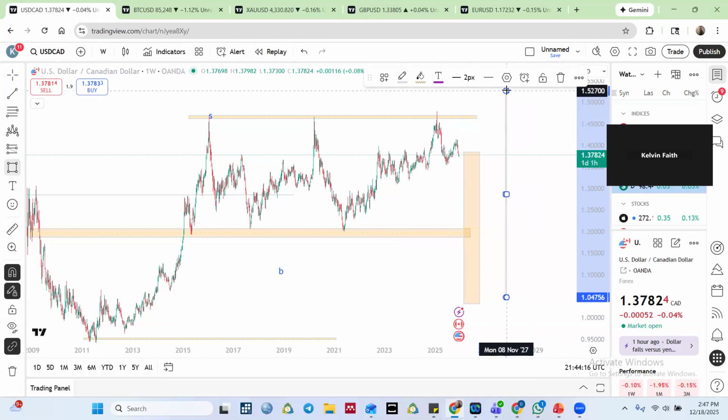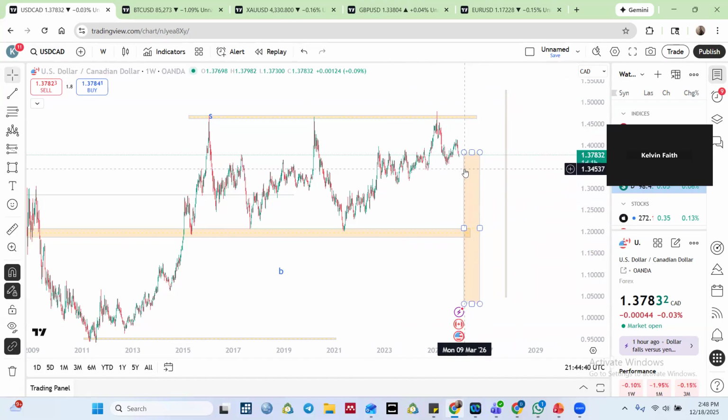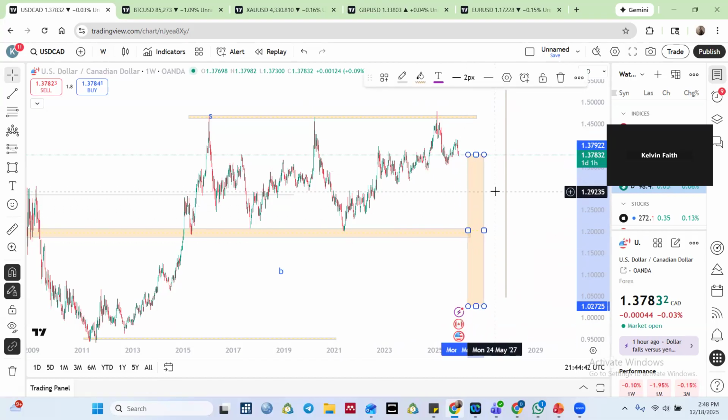Okay, why? If the dollar index is selling, it means the dollar is weak. So USD CAD, USD is the first, is the base pair. So if the dollar is going to be selling, then CAD will be stronger. So the dollar will fall. So there is a higher chance the dollar will be dropping. That's my analysis.